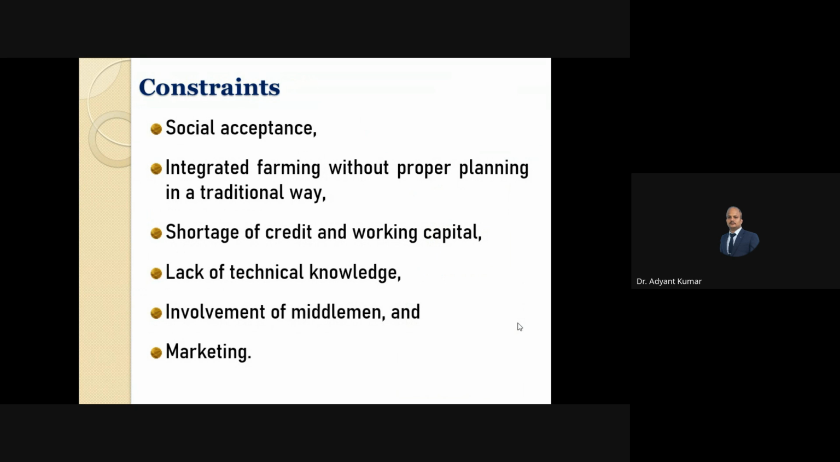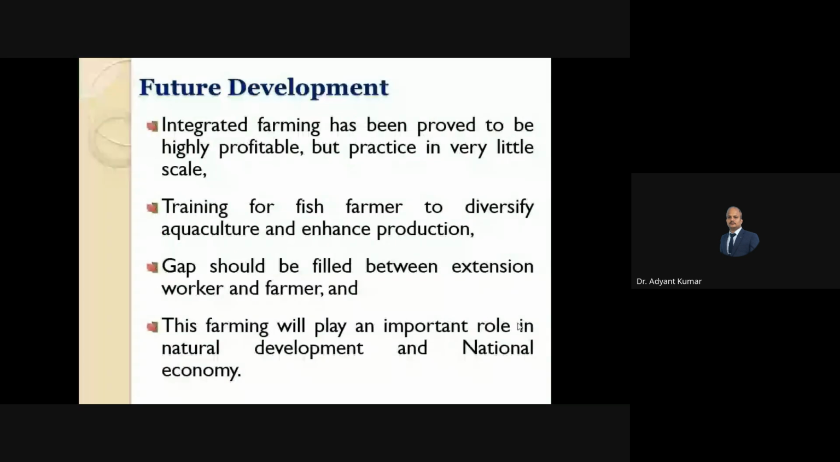Shortage of credit and working capital, as most of the farmers are marginal and small, they have a shortage of credit as well as working capital. And there is very much involvement of middlemen, and marketing is one of the biggest problems. What should be the future development? The integrated farming system has been proved to be highly profitable, but the practice is at a very little scale.